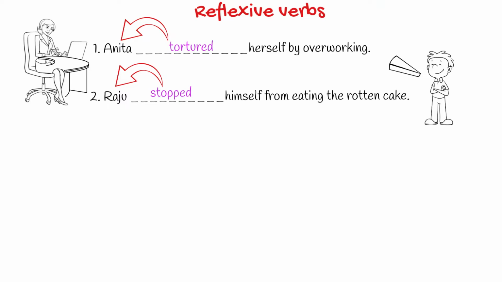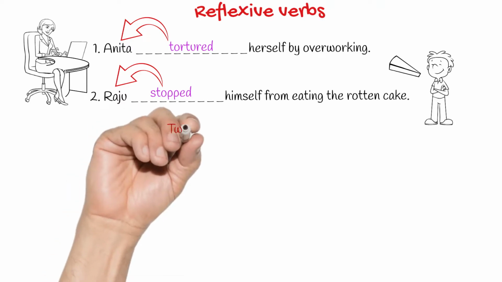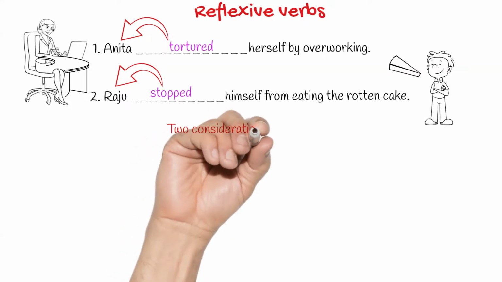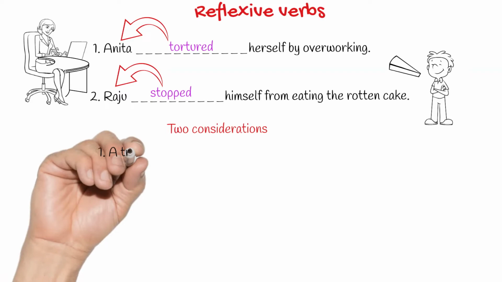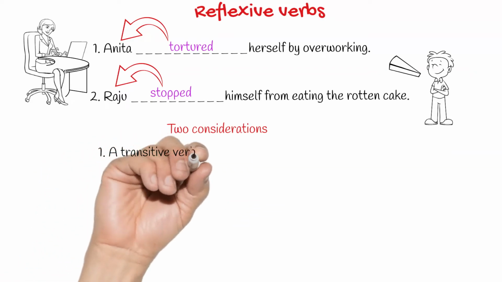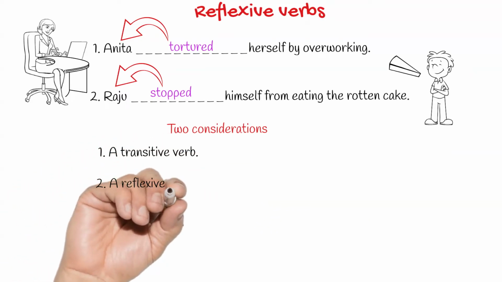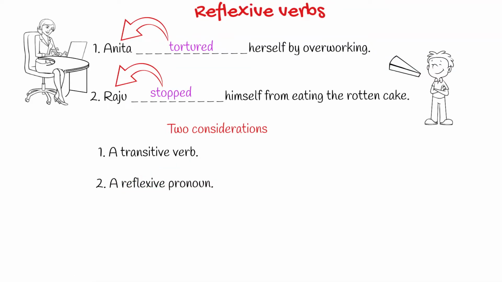How to identify whether a given sentence contains a reflexive verb or not? There are two requirements for that. The first requirement is a transitive verb, and the second requirement is a reflexive pronoun. If the sentence meets these two requirements, the verb of that sentence must be a reflexive verb.